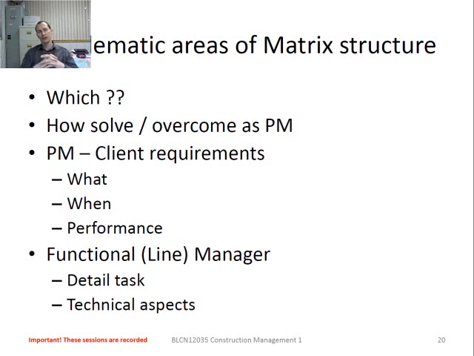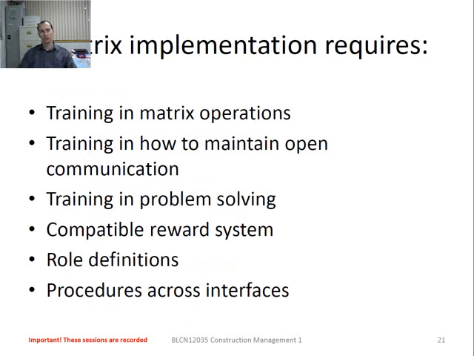From a functional line manager, the issues that he or she faces are obviously what goes into the task, how can I access my resources, when do I get to share my resources, and then of course the technical execution of that. For a matrix organization to really work well, you'll see it's been done traditionally really well in information technology companies, Cisco, IBM, those types of companies. Lots and lots of training. Make sure that everybody knows exactly what's going on.